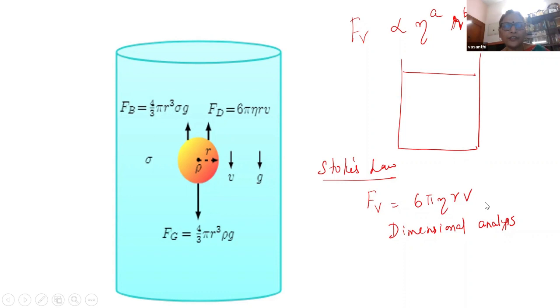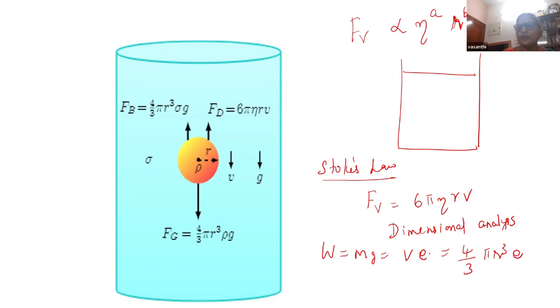R is the radius, V is the velocity. So you know that this viscous force increases with velocity, isn't it? When a small spherical body is falling through the viscous medium, you have to write all the steps. Weight W is equal to mg, and m is equal to volume into density. The volume of the spherical ball is 4 by 3 pi r cube, so W is 4 by 3 pi r cube rho g. It displaces an equal volume of fluid, so the buoyant force is the weight of the fluid displaced, which is 4 by 3 pi r cube sigma g.